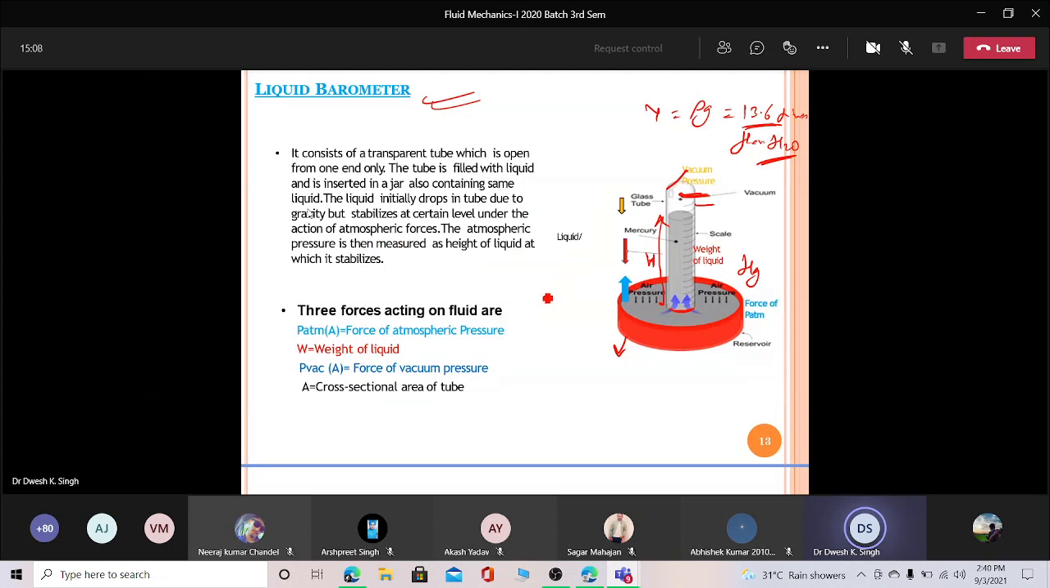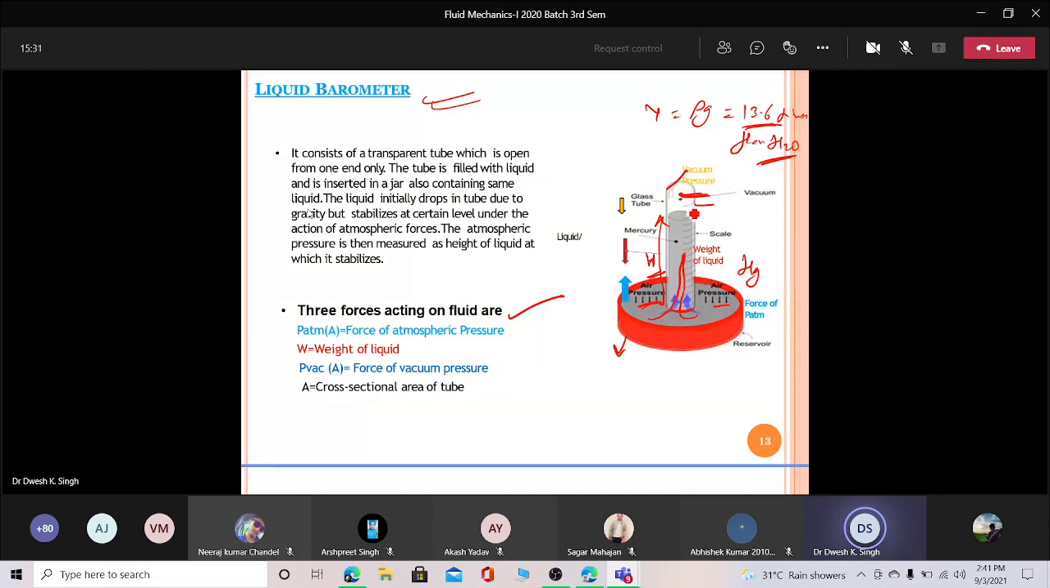So here you can see what forces are acting. It is the atmospheric pressure, which is exerted by the air, meaning the atmosphere. When this pressure is exerted, what will happen? The result of this pressure is the rise of the liquid in the tube.